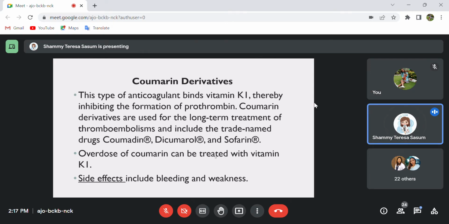Next one is coumarin derivatives. This type of anticoagulant inhibits vitamin K1, thereby inhibiting the formation of clotting factors. Coumarin derivatives are used for the long-term treatment of thromboembolisms and include several trade name drugs. These are drugs used as blood anticoagulating agents. Overdose of coumarin derivatives can be treated with vitamin K1. Side effects include bleeding and weakness.